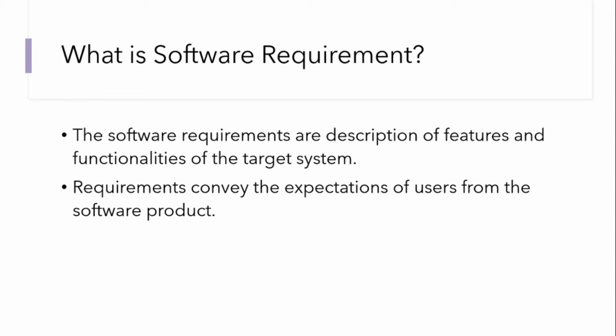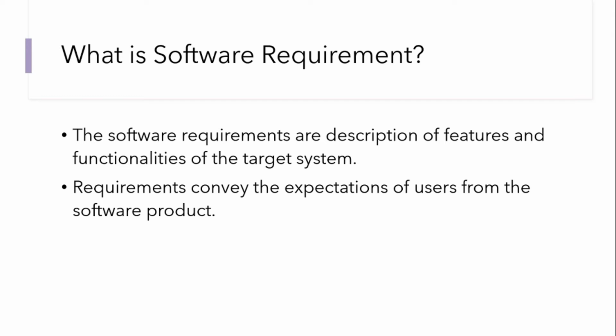Software requirements are descriptions of the features and functionalities of a target system. Requirements convey the expectations of users from the software product. So when a client comes to you and says, hey Sam, please I need a software, the first question you're going to ask is, what are you using the software for? Those become the various requirements. Looking out for the purpose or the reason why we are building a particular software, the process involved or the act of organizing these descriptions is what we term as software requirements.